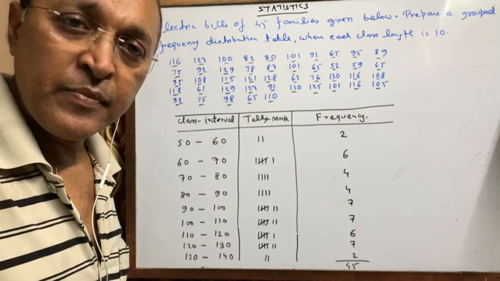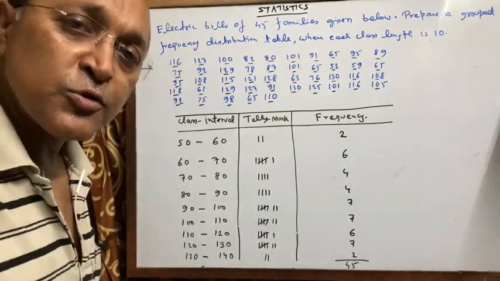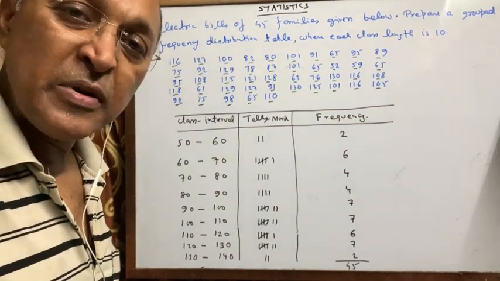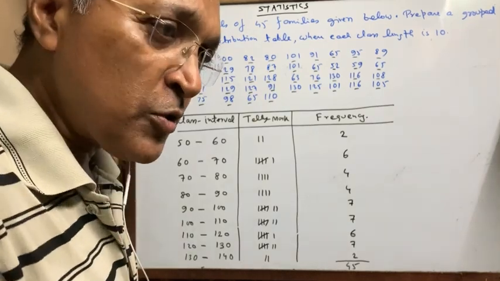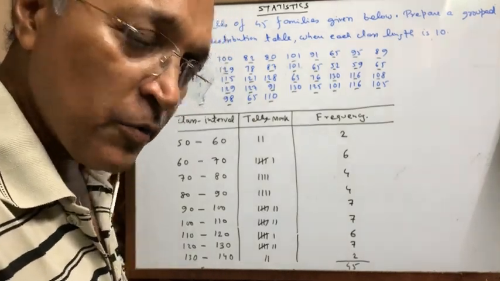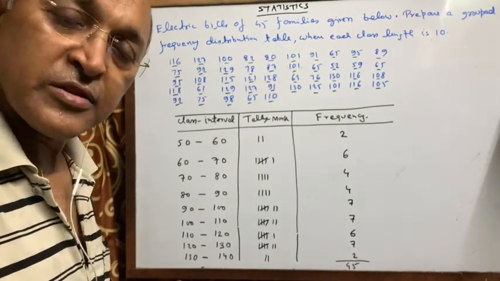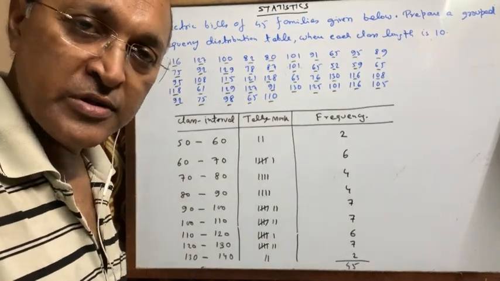I will show you another table of this sort. Till then, please keep practicing. First, you have to search all the data. You have to arrange all the regular classes, that is class intervals, and then you have to search like this. And using tally marks, you can write down the frequency.